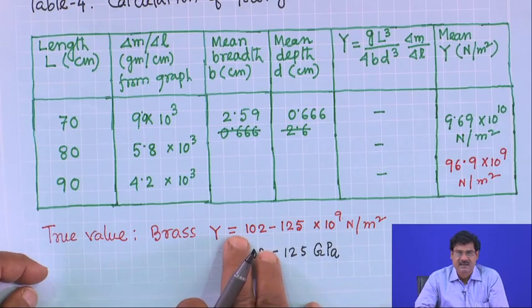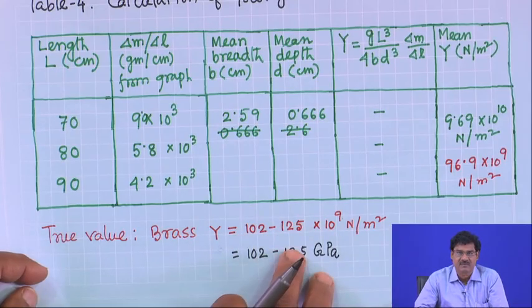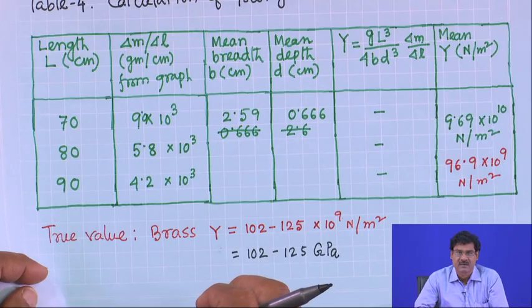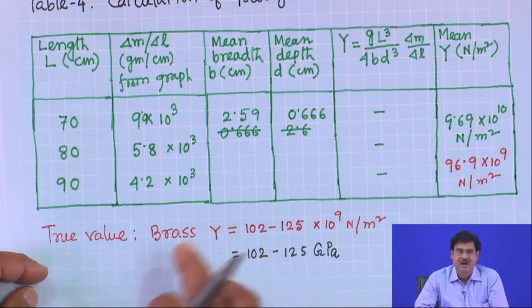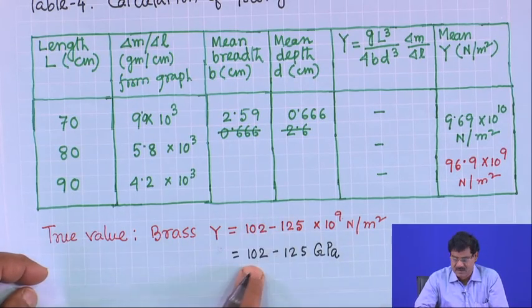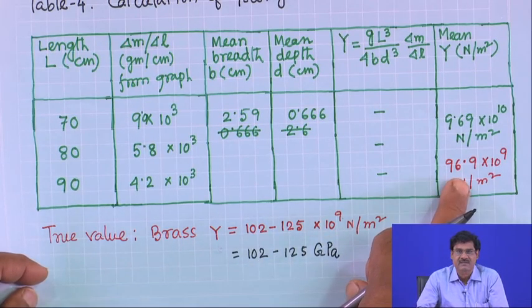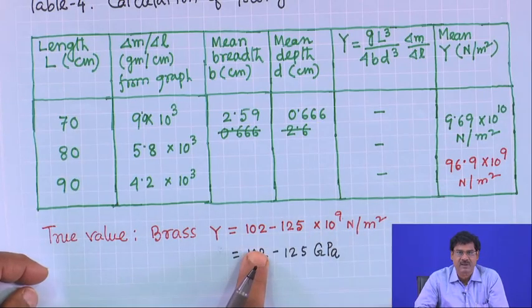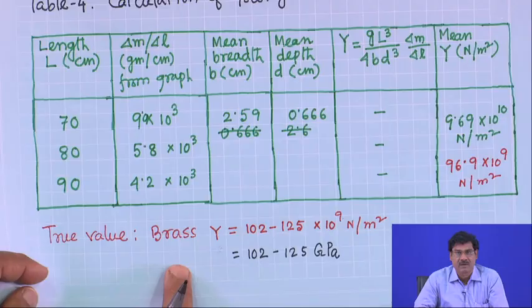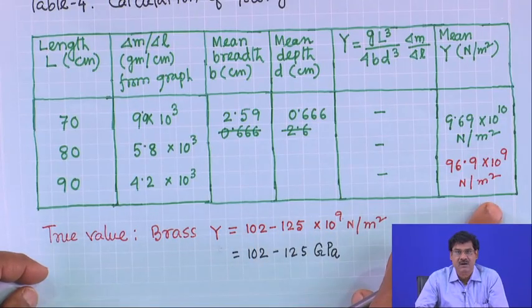So, this is the reason this range is given, because the composition of individual materials in brass is not fixed, one can vary. So, that is why it will be in this range. So, our result is very close to this true value. This way, if the true value is available, one should compare and show how good your result is.